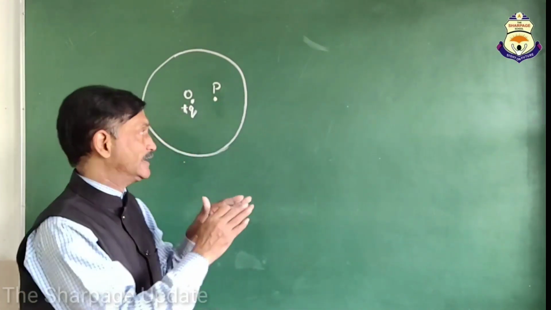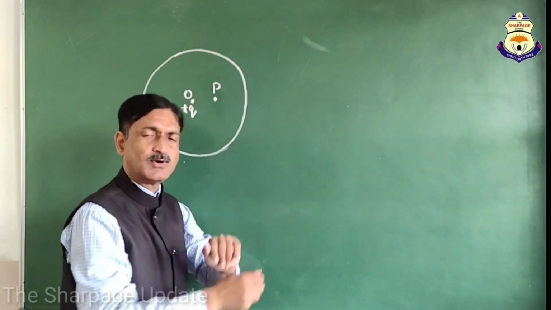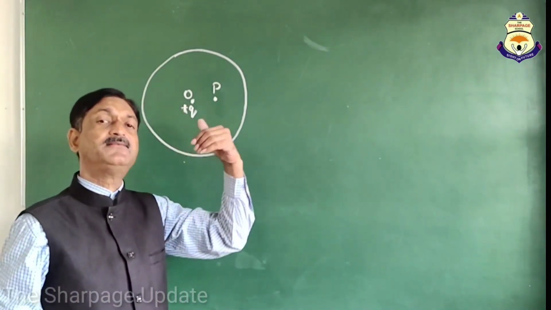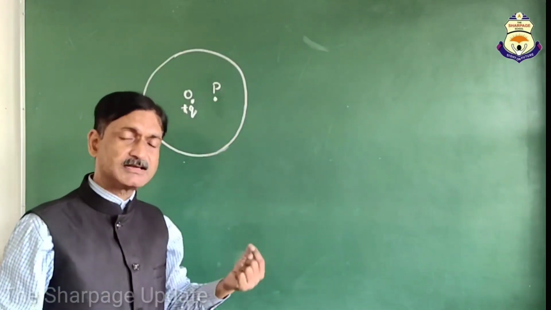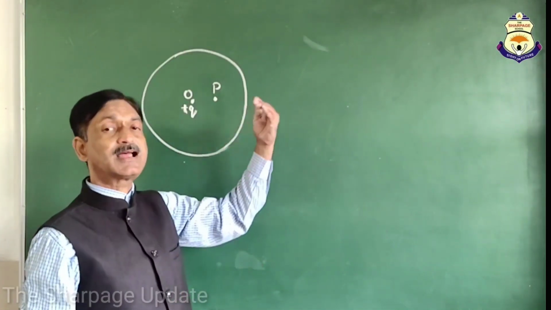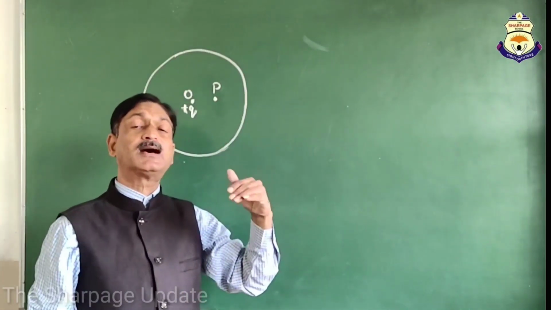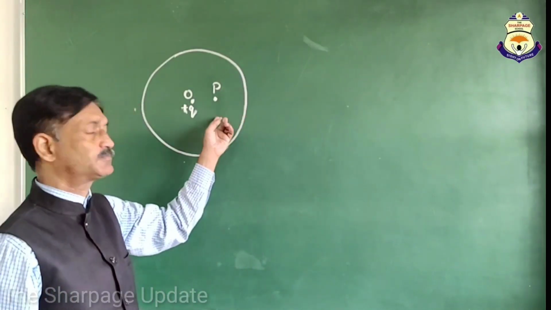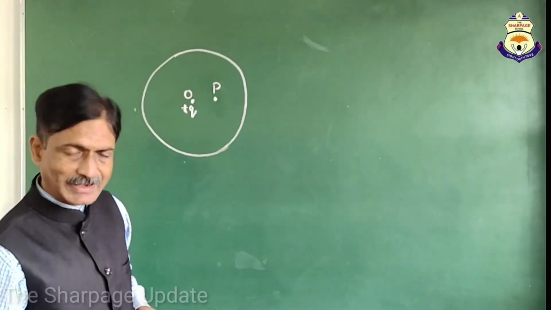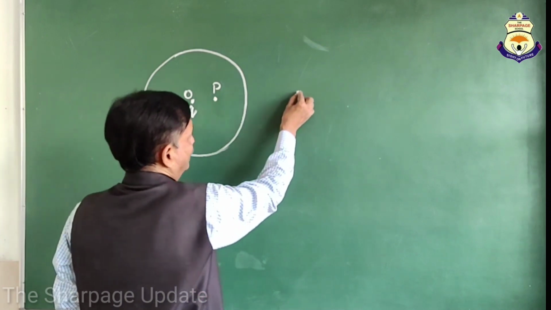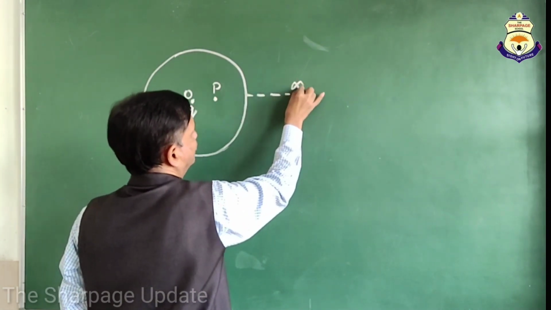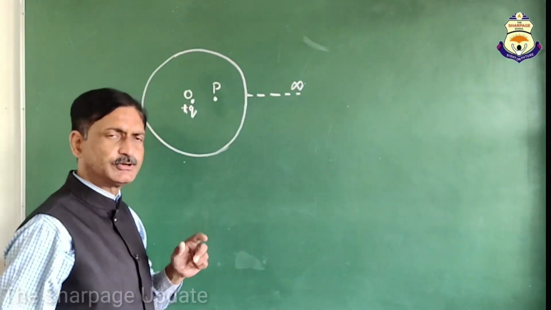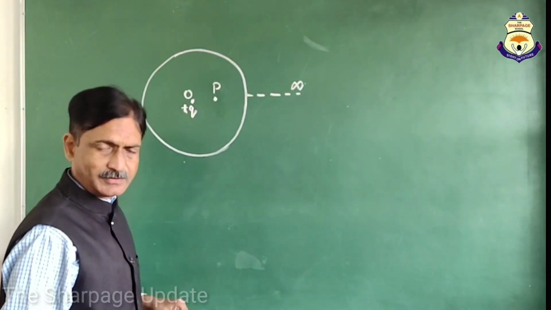Means if the charge is kept outside this electric field, then we say that the charge is at infinity. Means we are bringing the unit positive test charge from the outside of this electric field. It means from infinity to this point inside an electric field. So from infinity we are bringing a unit positive test charge Q0 to this point.